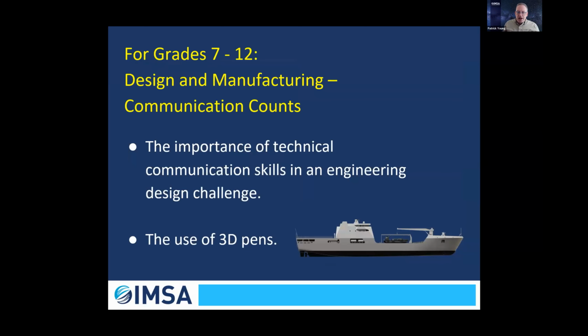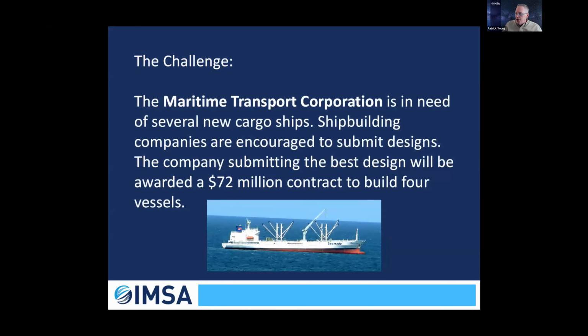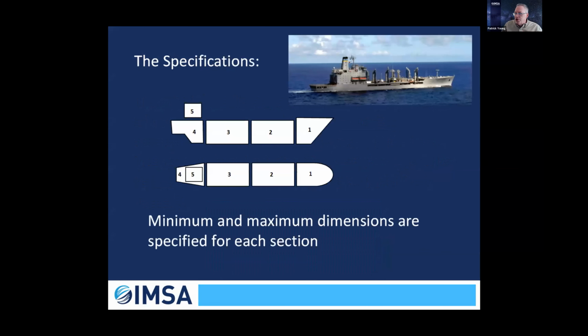Now, those were the elementary challenges. For higher grades, you get another challenge here where groups design different parts of a cargo ship, and they're responsible for communicating with each other because each group is going to design and print, if you have a 3D printer, a separate part of the ship. Now, not only do they need to meet those specifications, but they have to actually fit together and join together in a way that allows the ship to do what it's supposed to do, to carry cargo, to not sink.